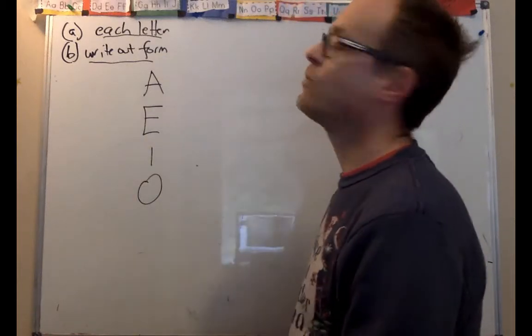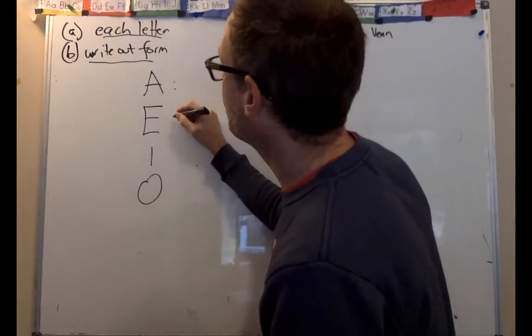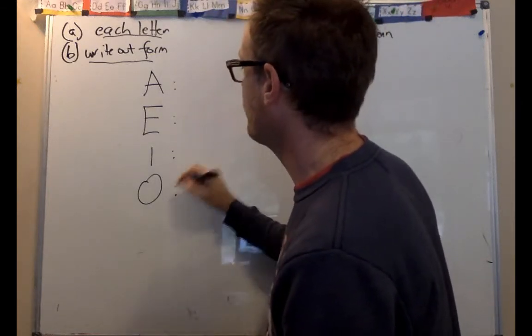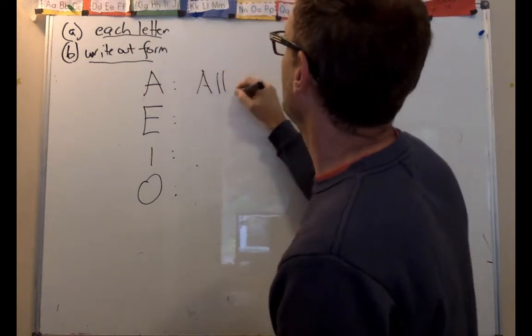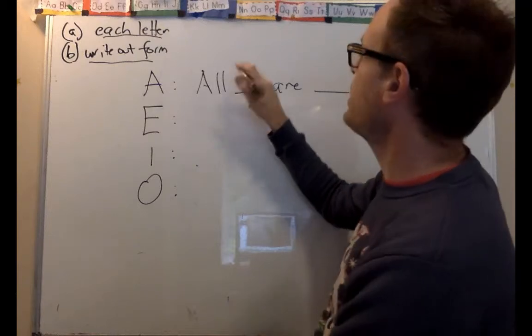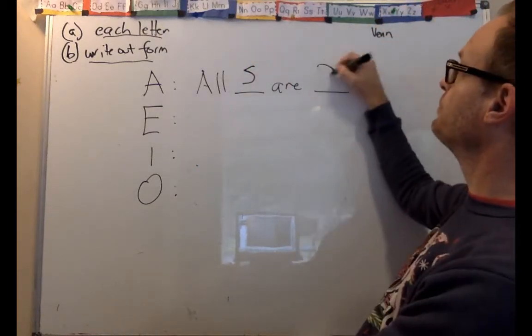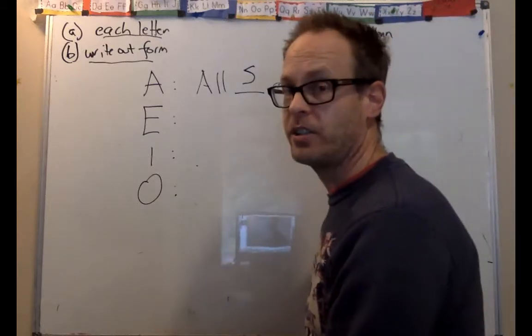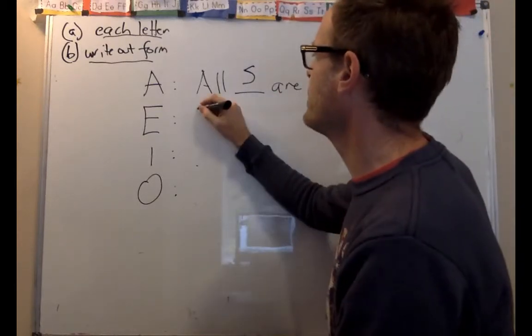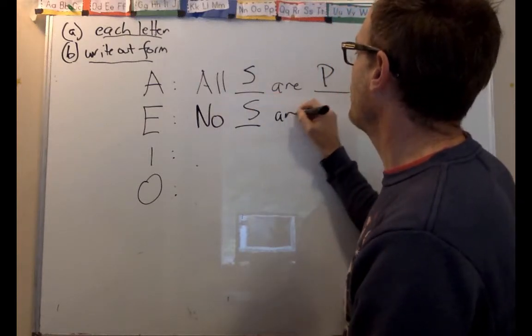Next, you need to write out the form of each categorical statement. Should be pretty straightforward. All blank are blank, where this space is for the subject term, and this space right here is for the predicate term. We'll repeat those for each one of our sentences. Remember, you just have to memorize them. No S are P.